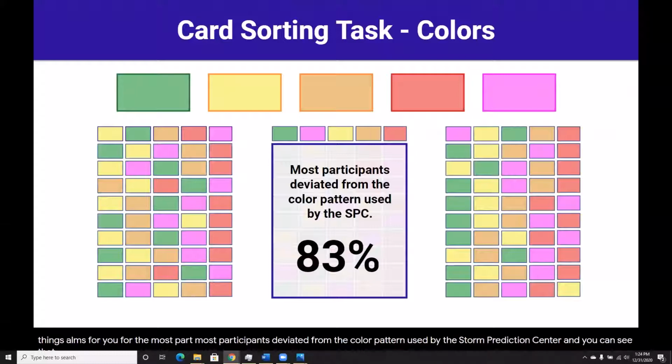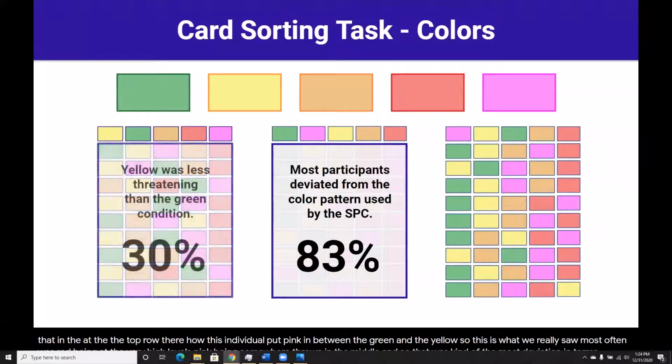You can see at the top row there how this individual put pink in between the green and the yellow. This is what we really saw most often, red being at the very high levels, and pink being thrown somewhere in the middle. That was the most deviation in terms of color.